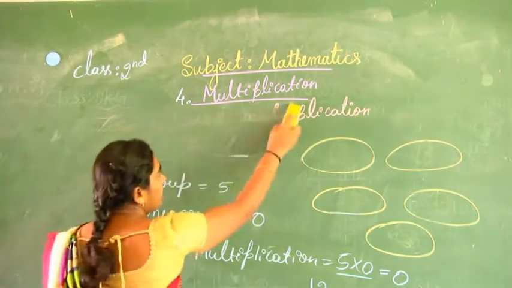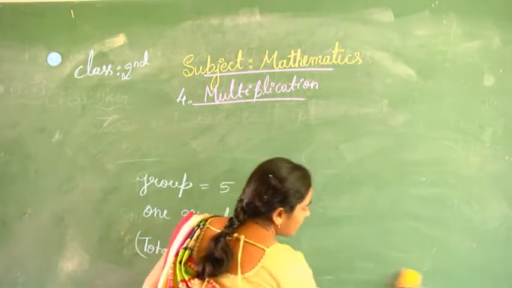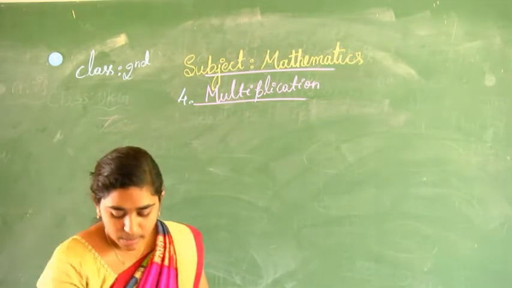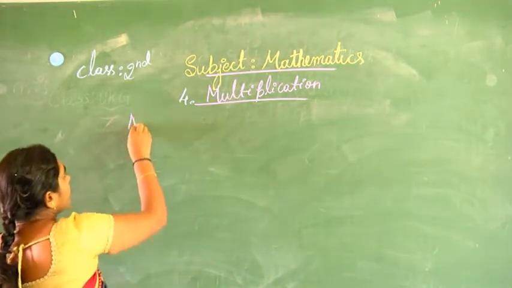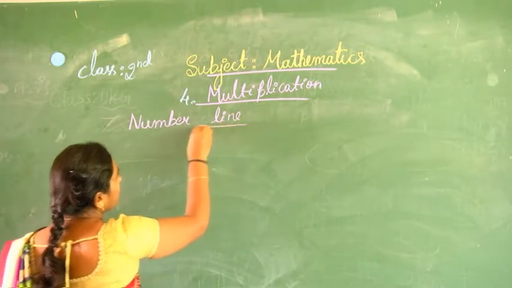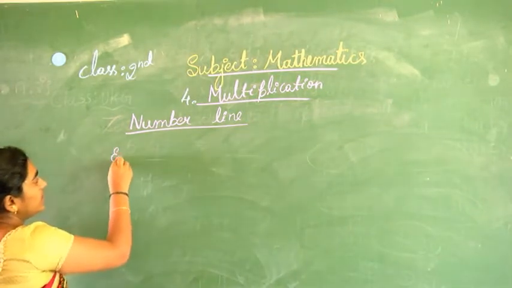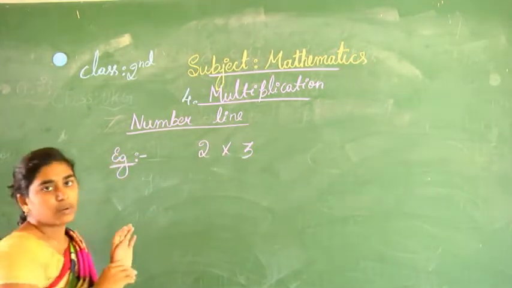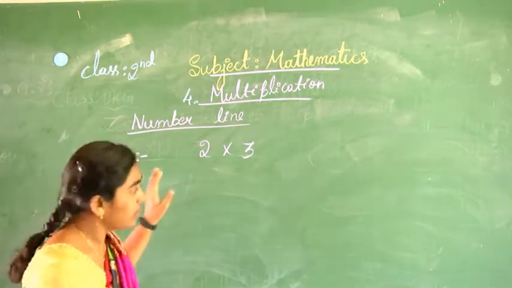Now after 0 and 1 multiplication, we have multiplication with the help of a number line. Let's see how to multiply the numbers with the help of a number line. You have to know this method in first standard itself. Let's see one example. The number is 2 3s. What is 2 3s? You already know the answer. But how to do it with the number line, we will see once.